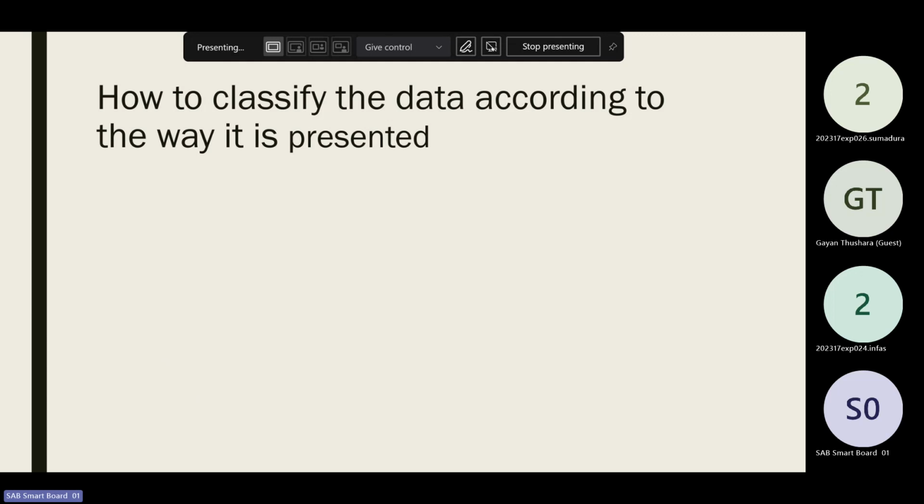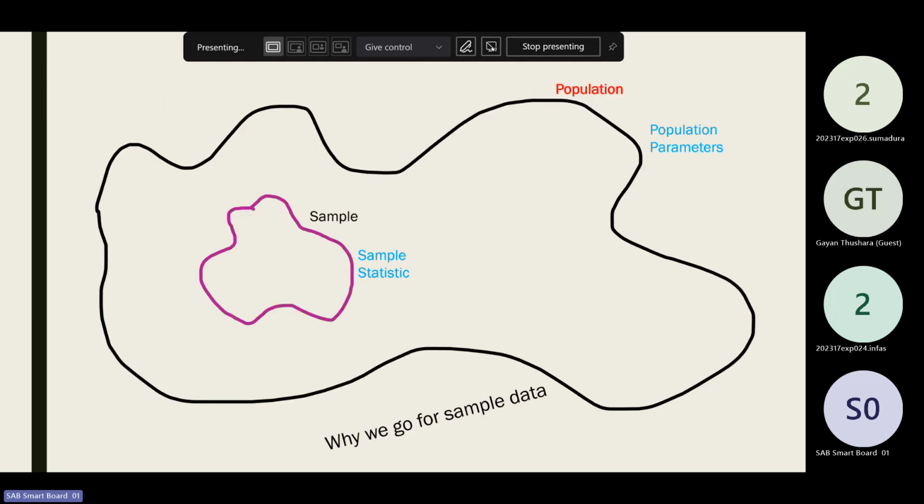Okay. So we talked about these things: sample statistic, population parameter. Sample statistics we calculate, population parameters we estimate. So why do we go for sample data without going for population data? We go for sample data because of three reasons. One, it will be a costly process, you need more time and you need more labor. Due to that reason, we go for a sample.